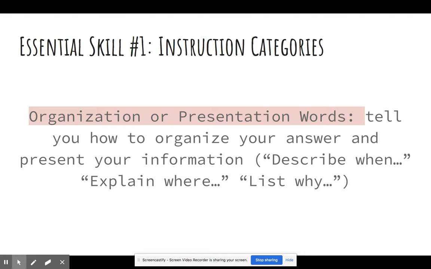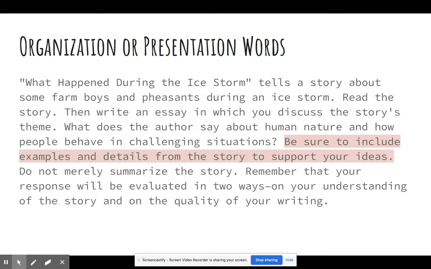And then you have organization or presentation words, and this is basically saying how you need to organize your answer and present your information in your response. Okay, so I've given some examples there out to the right. All right, so in that same prompt, after it says, what does the author say about these 2 things? It says, be sure to include examples and details from the story to support your ideas, and do not merely summarize the story. So that is telling me I need to organize my information using examples and details from the story.